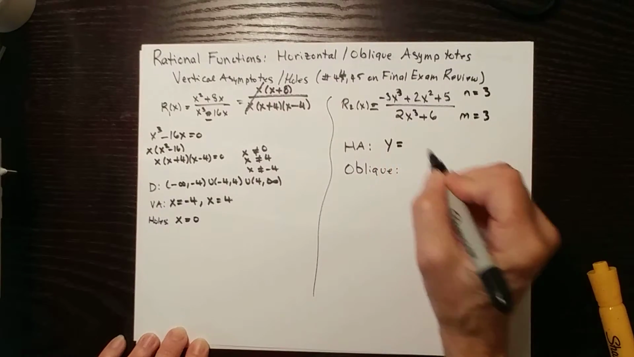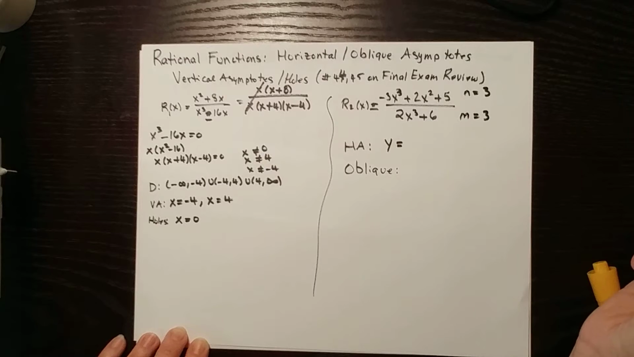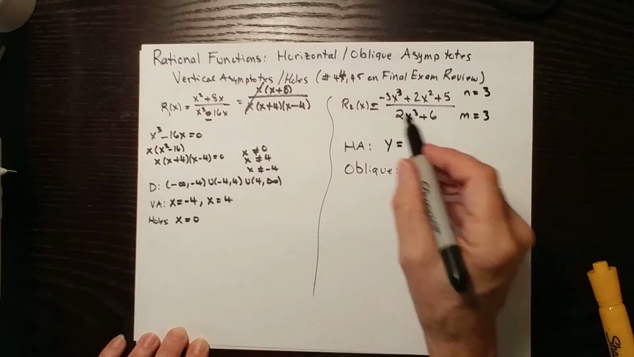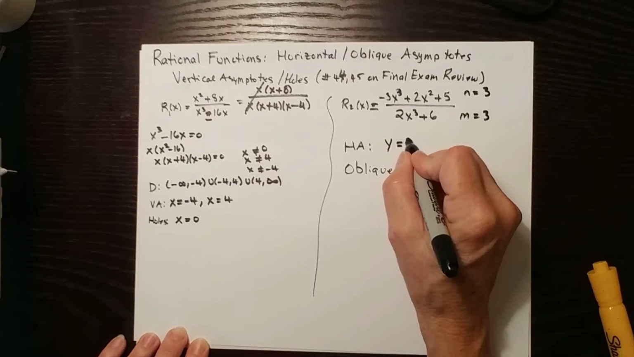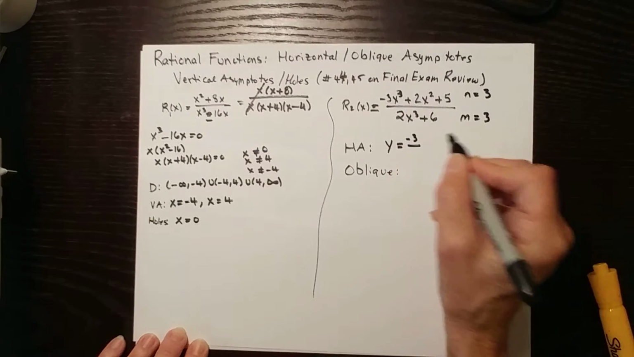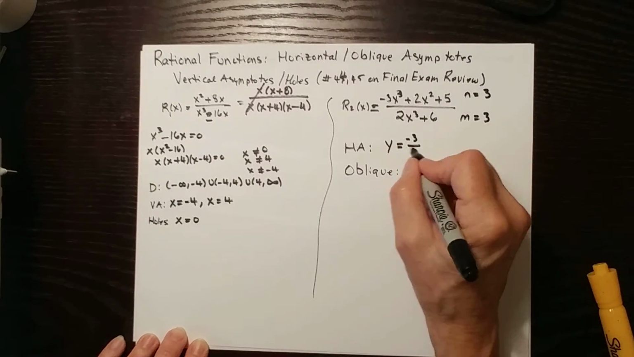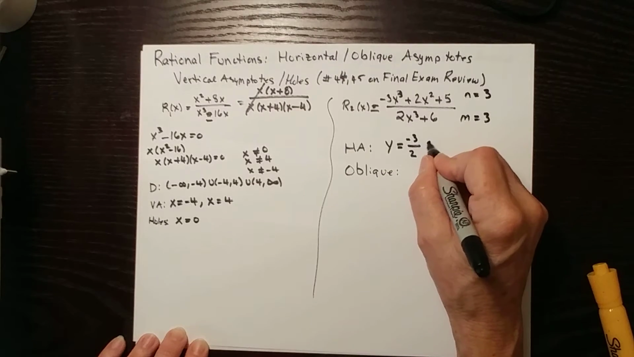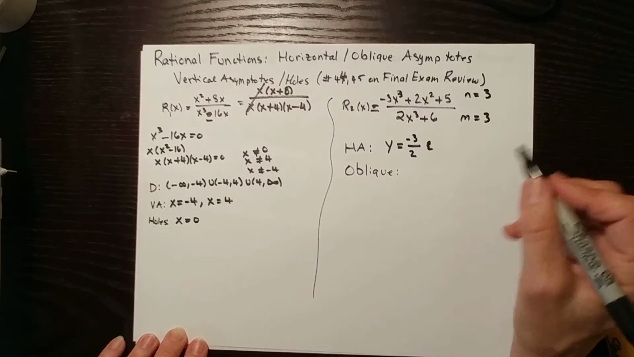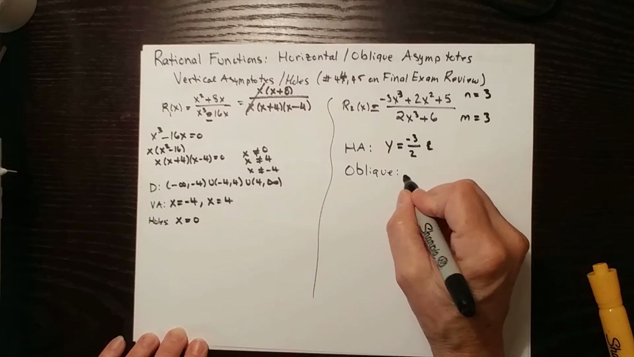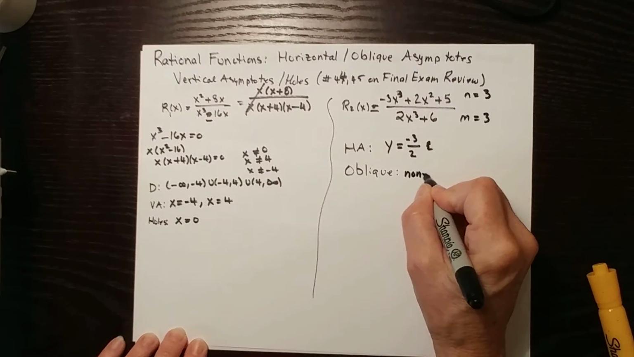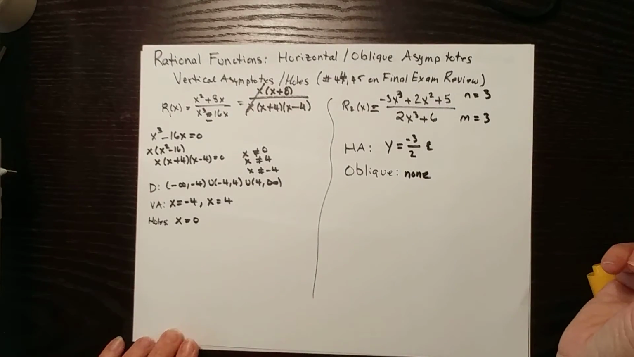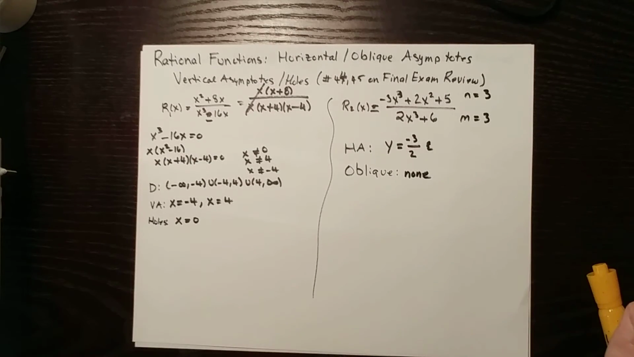y is equal to the ratio of the leading coefficients. So y equals, the leading coefficient of the numerator is negative 3. The leading coefficient of the denominator is 2. So y is equal to negative 3 halves is the equation of your horizontal asymptote. If you have a horizontal asymptote, then you will have no oblique. If you have an oblique, then you'll have no horizontal asymptote. And that is what these specific functions do.